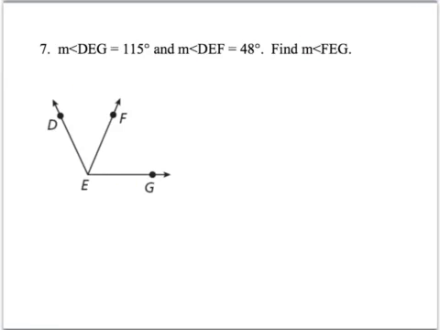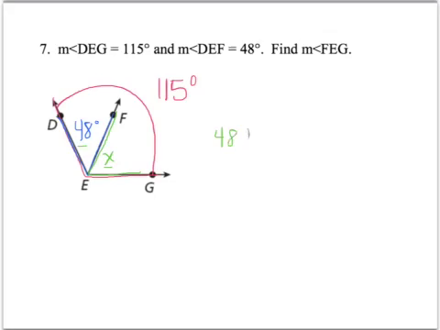Example 7. The measure of angle DEG, so that's the complete angle, is 115 degrees. And the measure of angle DEF is 48 degrees. Can we find the measure of angle FEG? That's this one. Well, sure. You know that each individual part, 48 plus x, needs to equal our total.